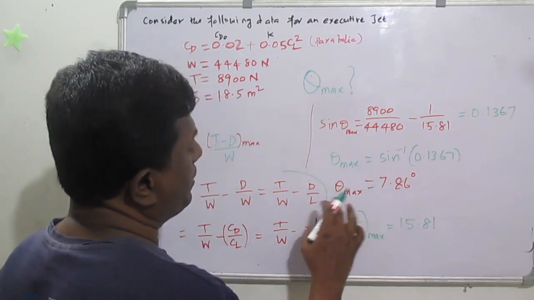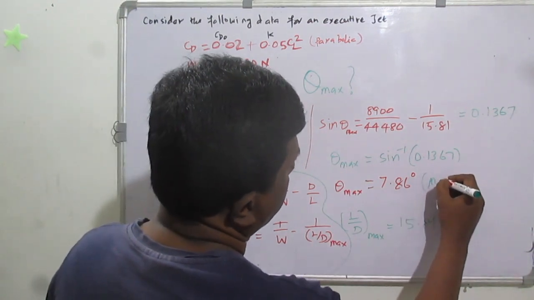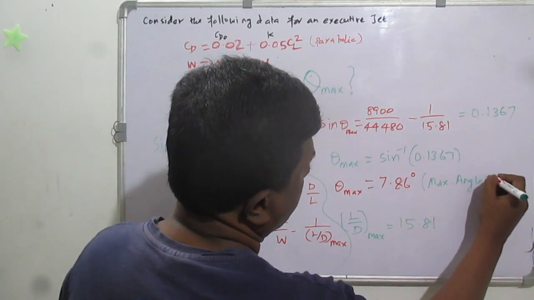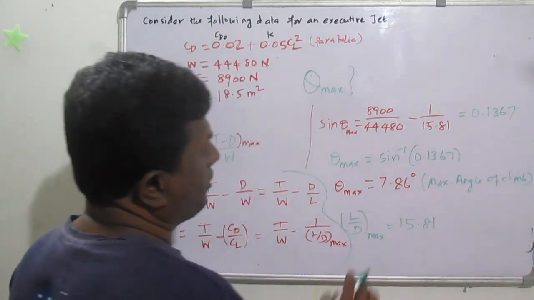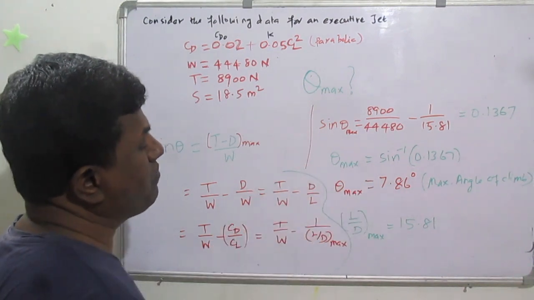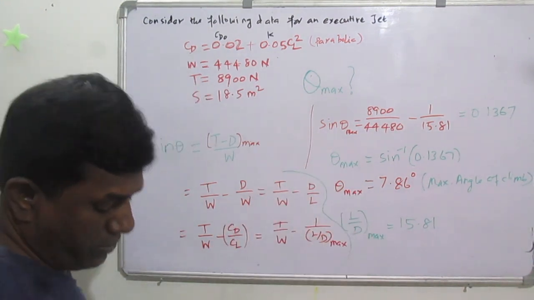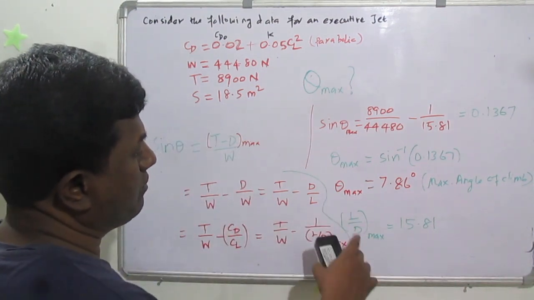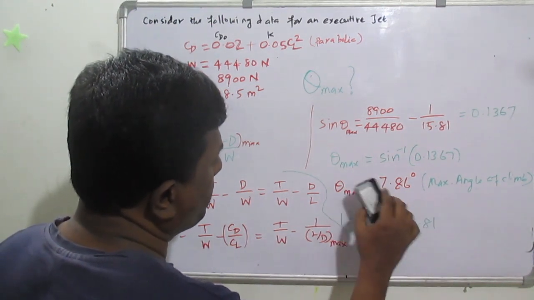Now we got the maximum angle of climb. For this maximum angle of climb, what is the rate of climb? That we can find out. So let's find the velocity, then to find the rate of climb.